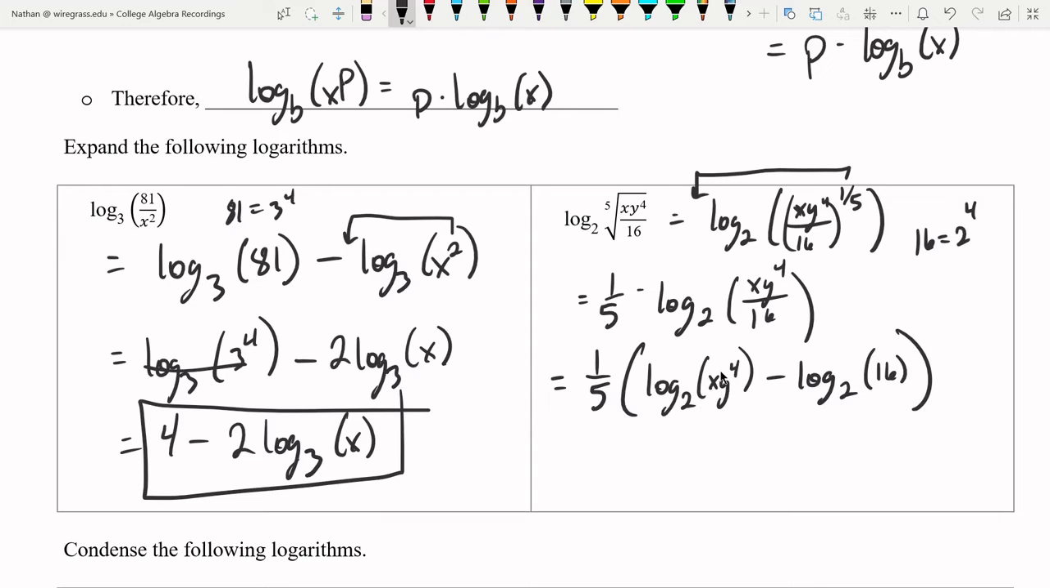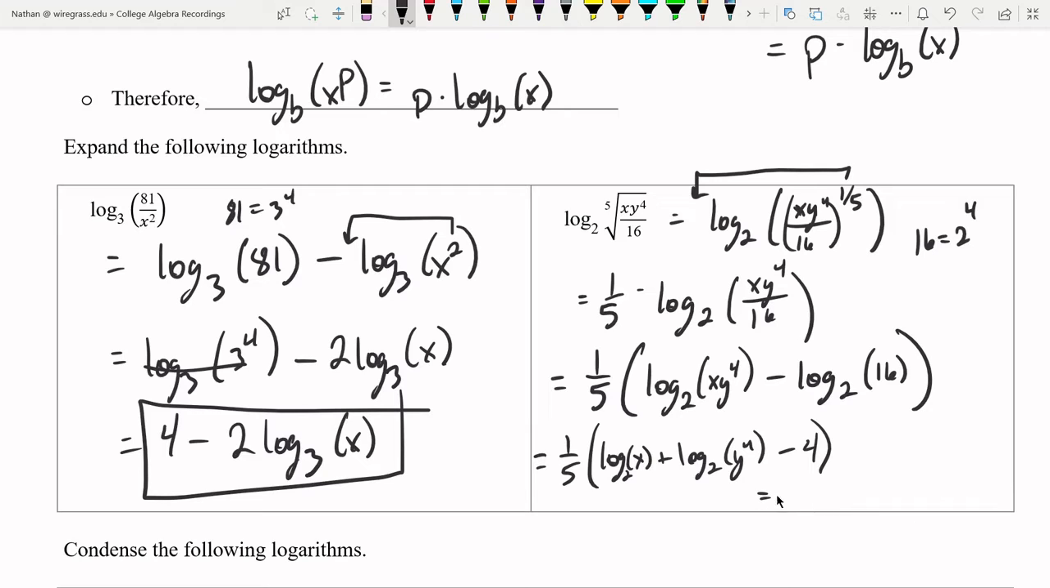This one is a multiplication, right? x times y to the fourth power. So I can break this one up further into log base 2 of x plus log base 2 of y to the fourth minus, this is going to be log base 2 of 2 to the fourth power. That cancels, giving me just 4.